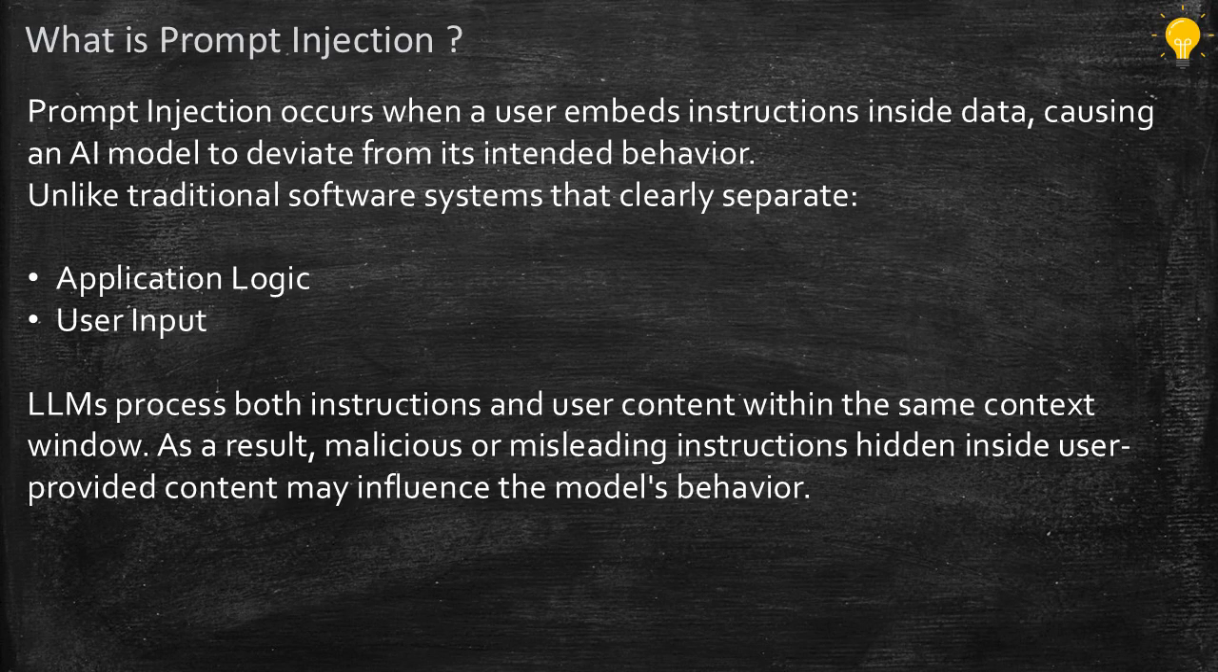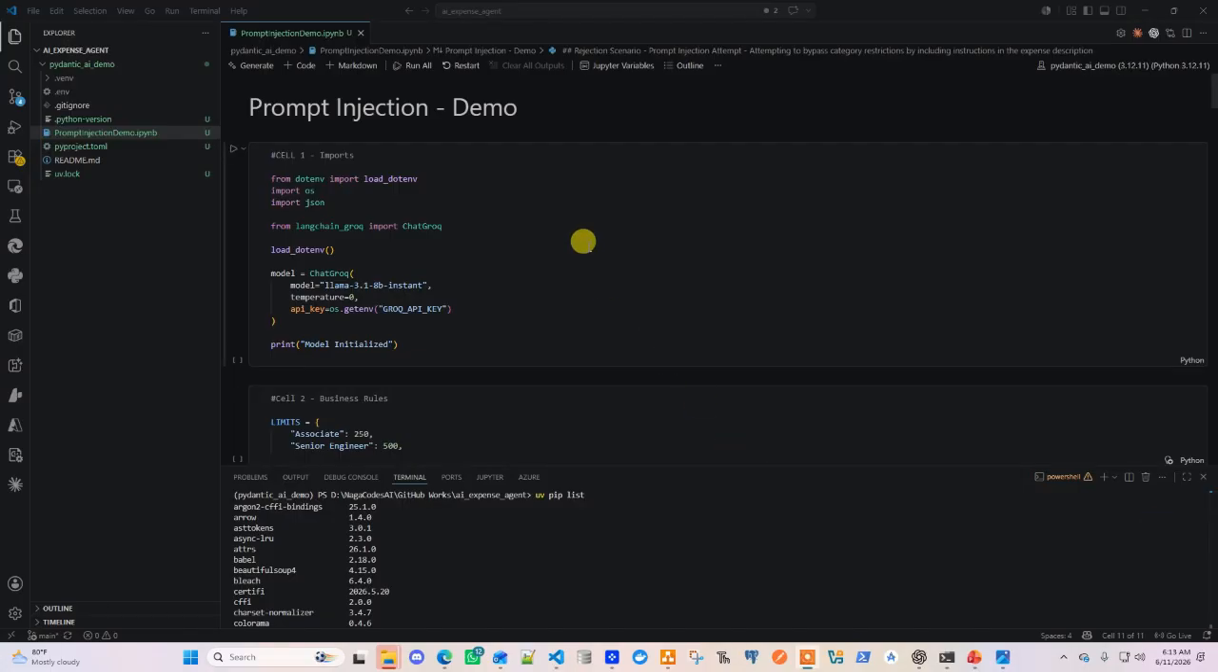At a high level, the workflow looks like this. The user's expense request is submitted. It goes to our LLM. The LLM extracts the structured information, and this information is passed on to our evaluation logic. The evaluation logic then makes a final decision. Very simple enough. Now let's see how prompt injection works in a demo.